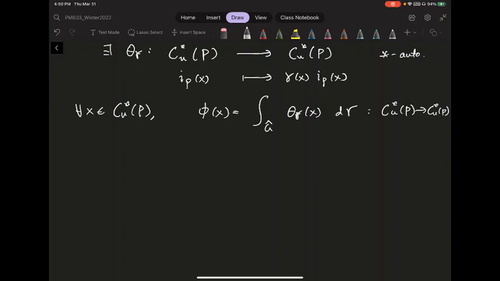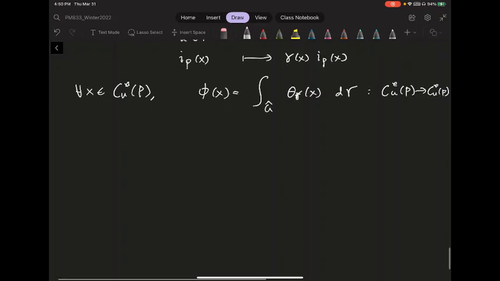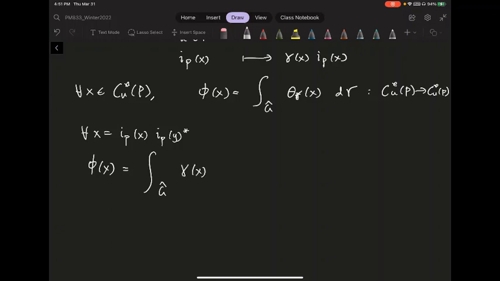Okay, so let's think about what it does. For every x, if x is given by something like i_P of x times i_P of y star, one of those basic elements, then phi of x is just equal to the integral over G hat. The i_P of x will contribute a gamma of x. i_P of y star, well, i_P of y will have a gamma of y, and so when you take the star, you get a gamma of y conjugate.